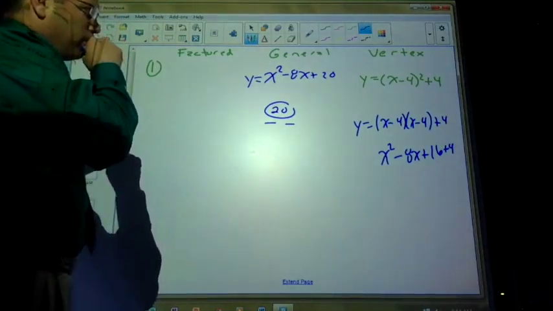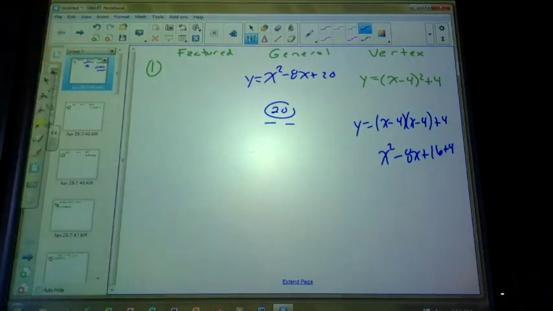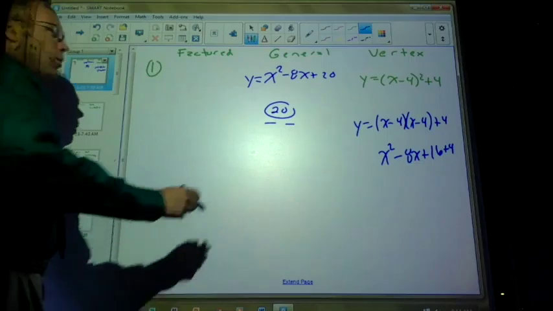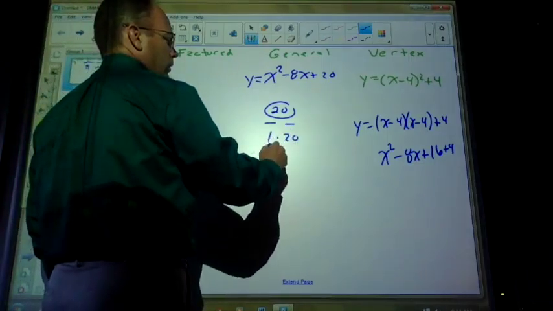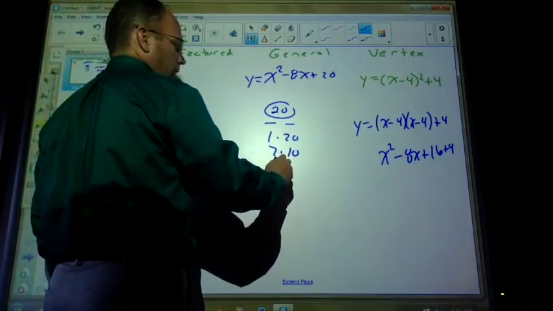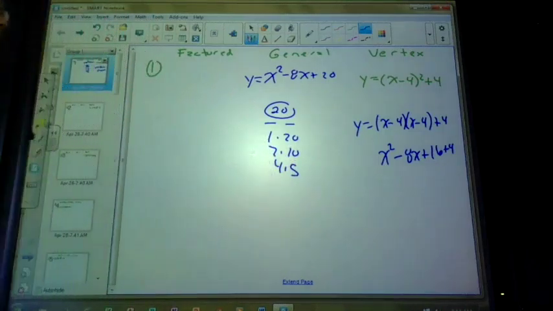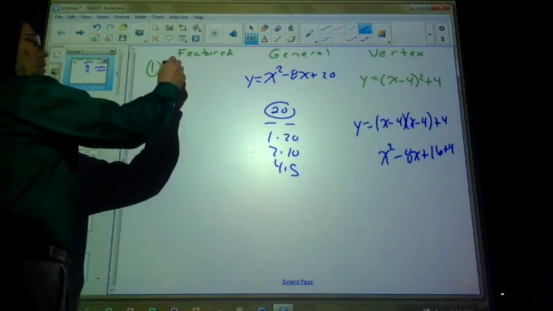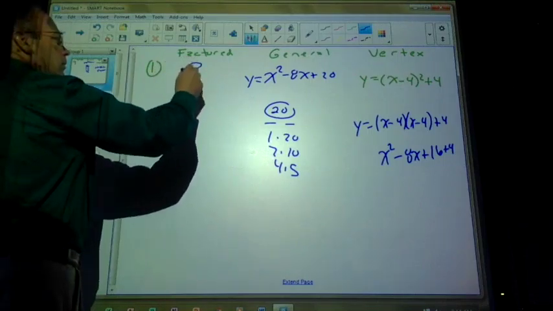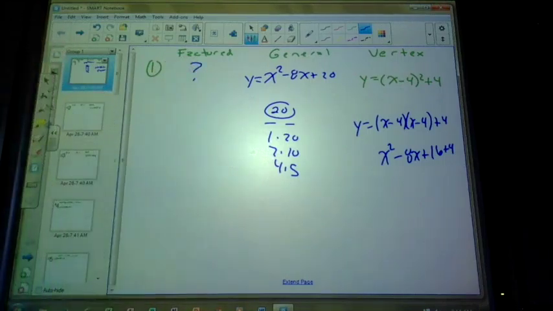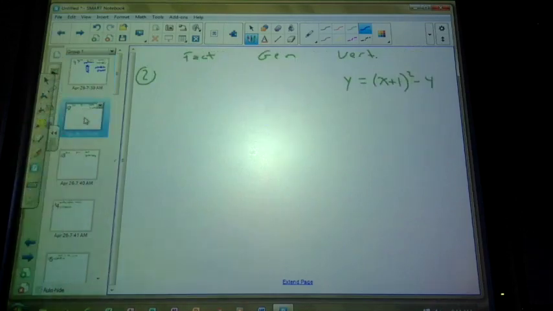Let's see. Can I factor that down? Factors of 20 are 1 and 20, 2 and 10, and 4 and 5. There's no way I can do that. So factored form does not exist. It's not going to work on this one. Okay, and that can happen, that's no problem. So don't stress if it can't happen.